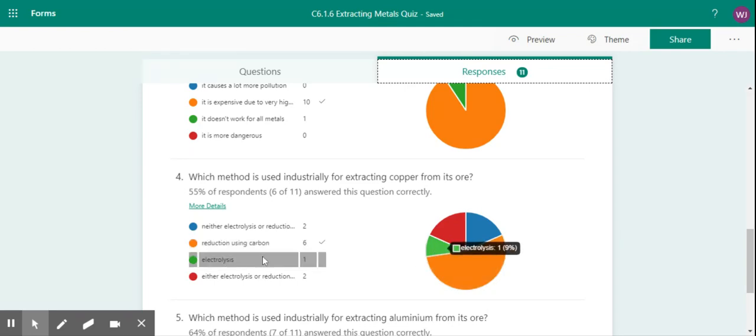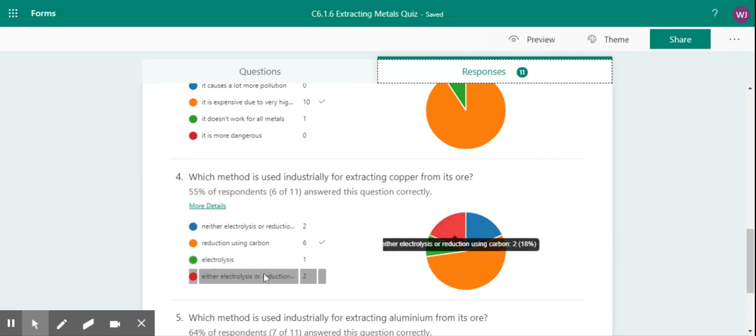One of you put electrolysis. Well, you could use electrolysis, but we don't use it because it's expensive. Either electrolysis or reduction using carbon is correct in terms of what you could use. So in theory, both of them would work. But the question asked specifically which is used industrially, and that's always extracting copper using carbon for reduction because it's so much cheaper.